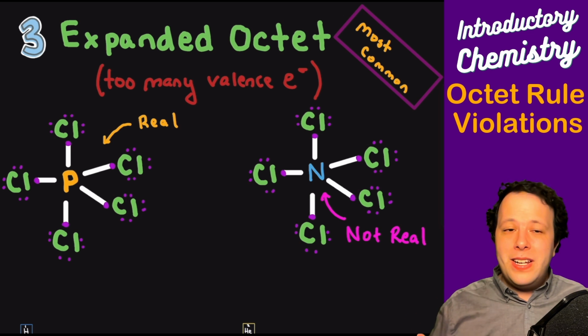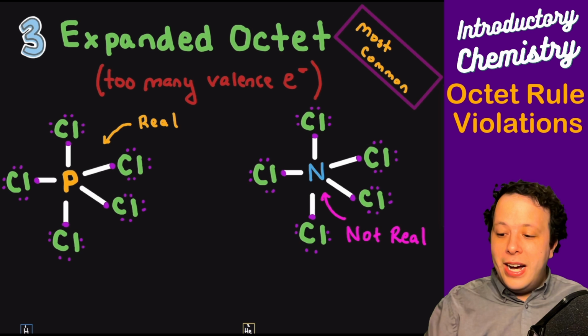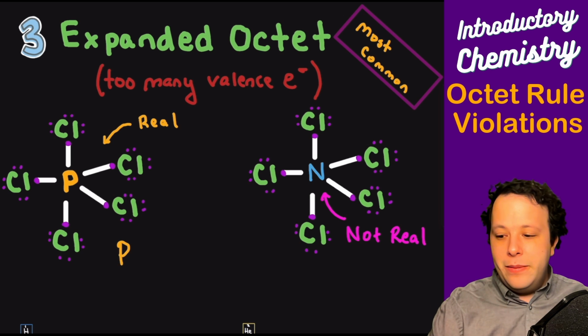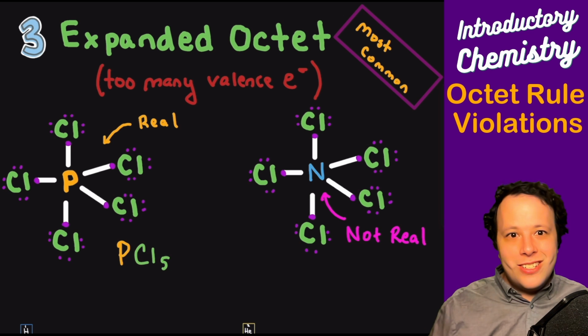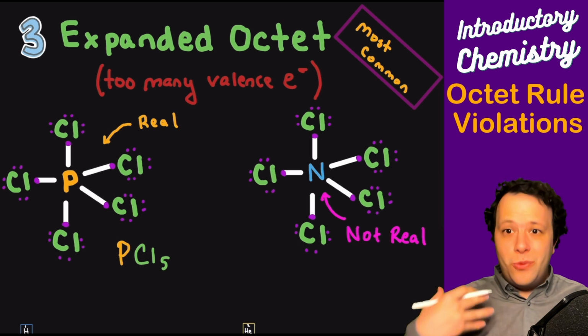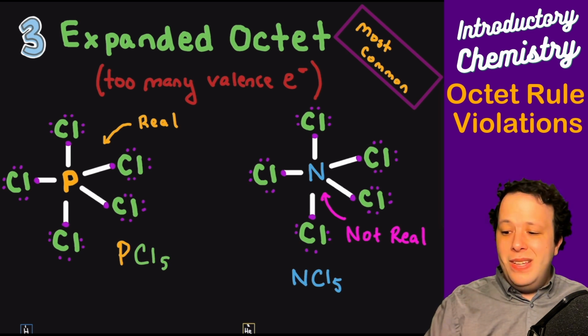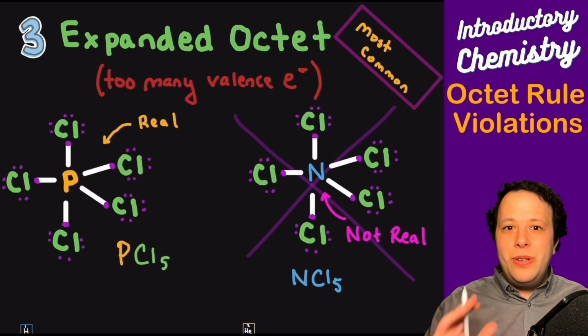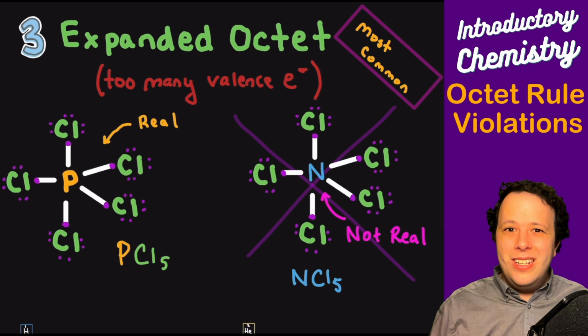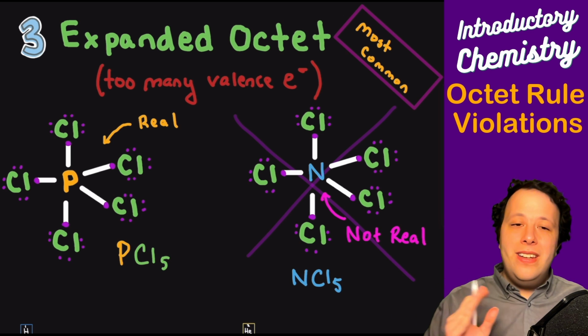On the left, I have PCl5, which is a real molecule. You might get PCl5 on an exam and be asked to draw it. What is the structure of it? This thing is real. It exists. On the right-hand side, I have NCl5, which is wrong. It is not possible. You can't actually have it. So why can I have one and not the other?